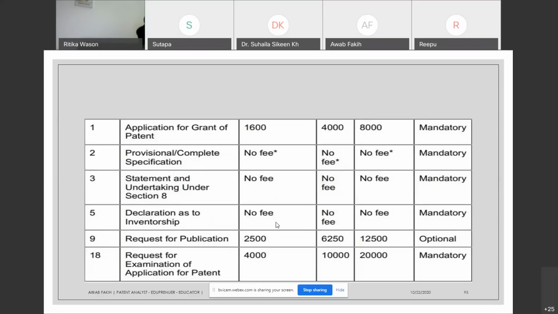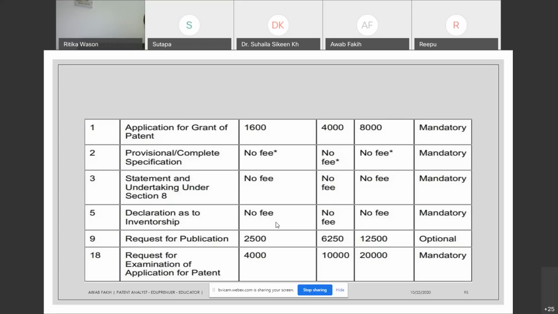Form 9 is completely optional. Only if you want to make your publication faster, between 1 to 3 months of time, only then you can use it. It is not compulsory at all. If you don't use it, it will still get published, but it will take almost 18 months of time. Form 18, yes, it is mandatory.